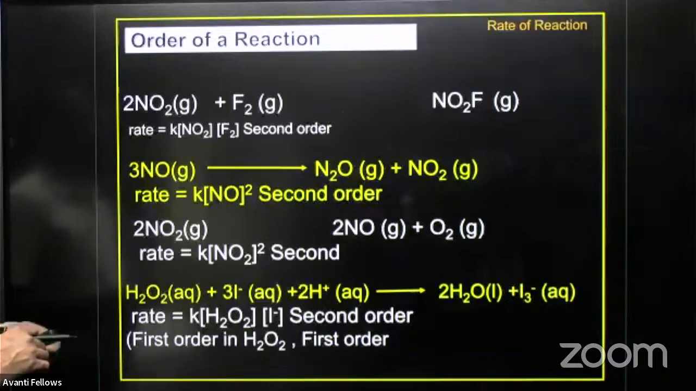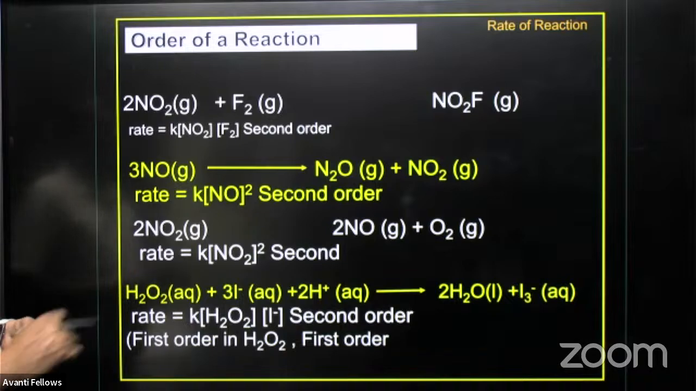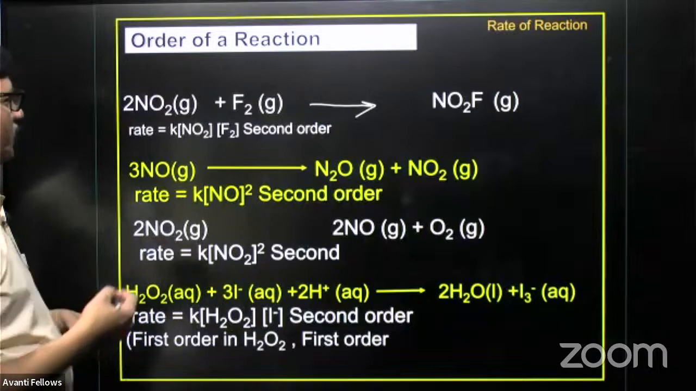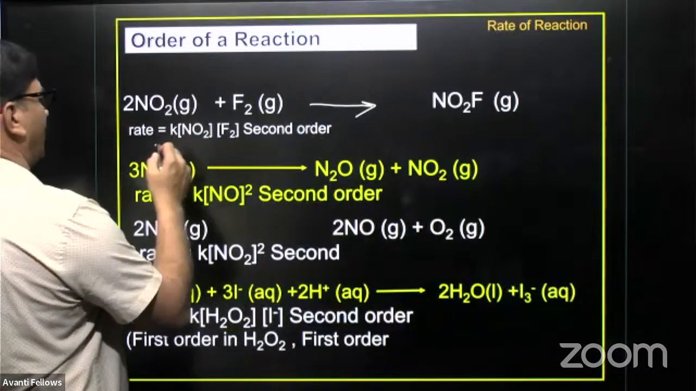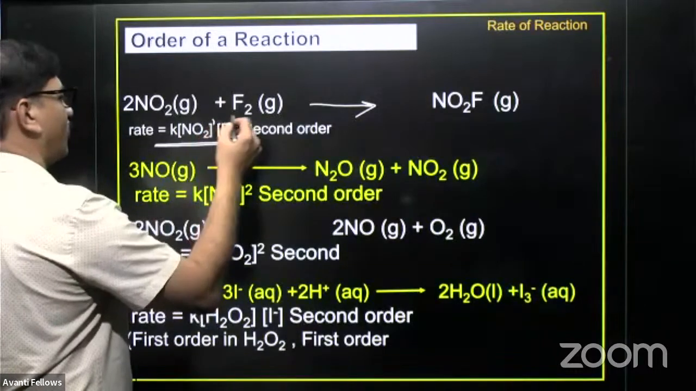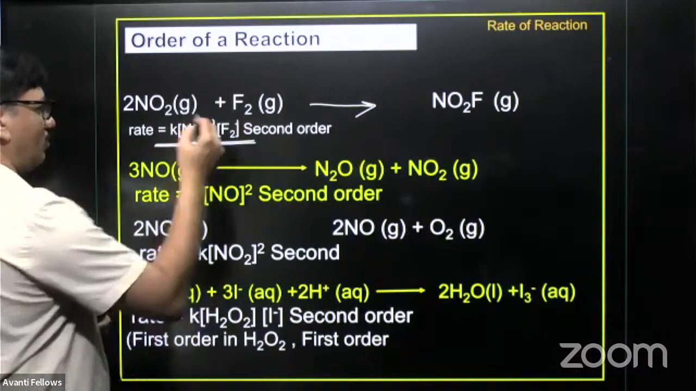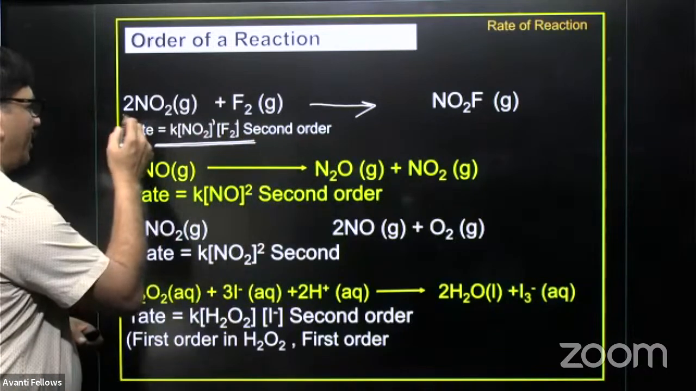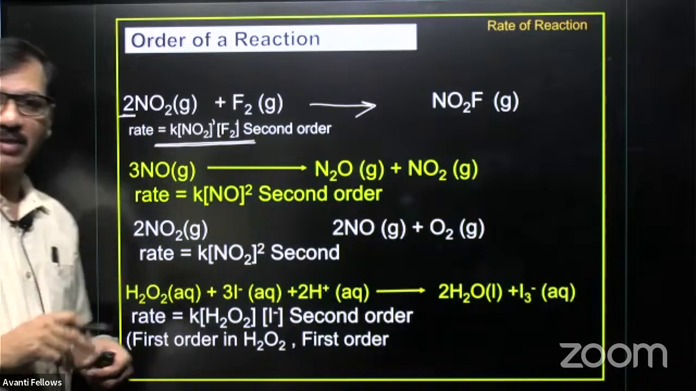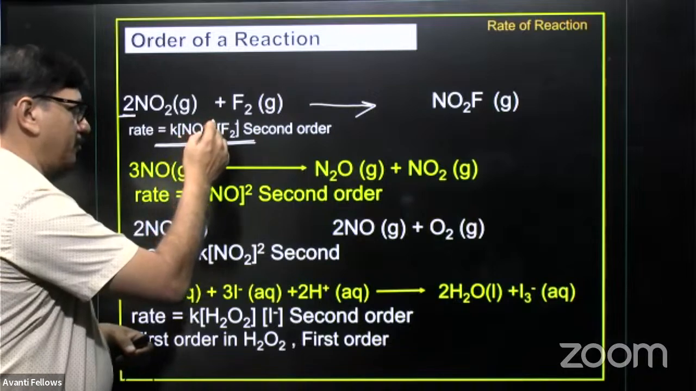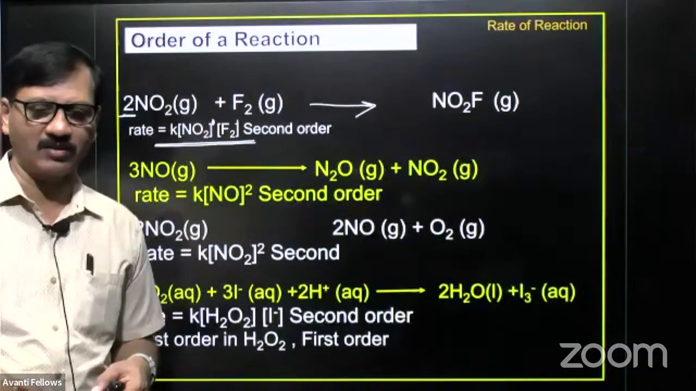Suppose NO2 plus F2 giving rise to NO2F. If this is the reaction, the experimentally determined rate expression has NO2 to the power 1 and F2 to the power 1. So the sum of the exponents is 2. Therefore, it is a second order reaction. The stoichiometric coefficient is 2, but the experimentally determined fact is that there is power 1 only. Therefore, it is a second order reaction.